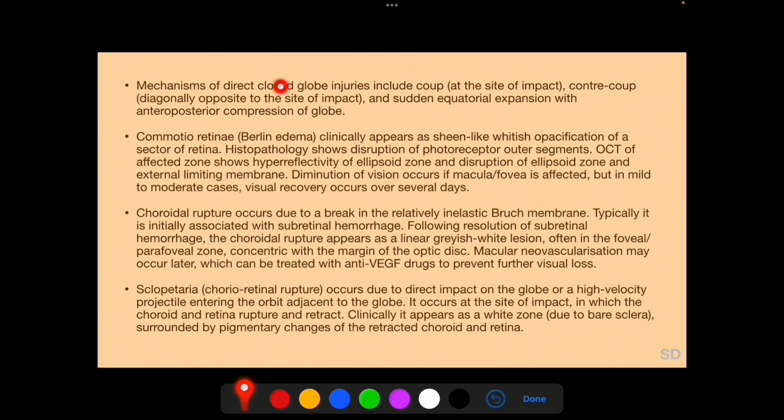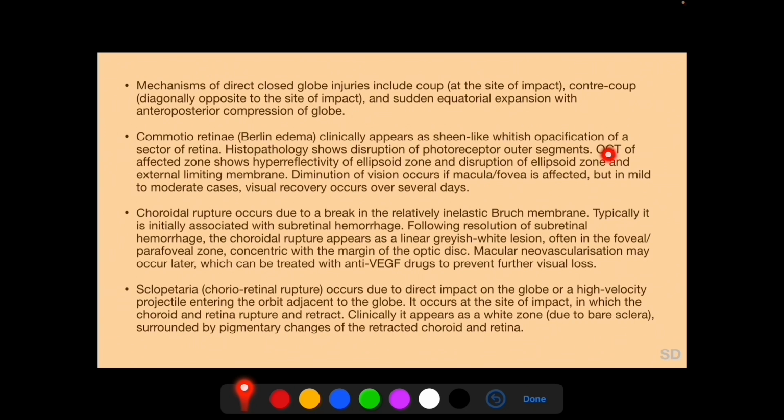Mechanisms of direct closed globe injuries include coup injury at the site of impact, contrecoup injuries diagonally opposite to the site of impact, and sudden equatorial expansion with anteroposterior compression of the globe. Commotio retinae, also known as Berlin's edema, clinically appears as a shell-like whitish opacification of a sector of retina. Histopathology shows disruption of the photoreceptor outer segments.